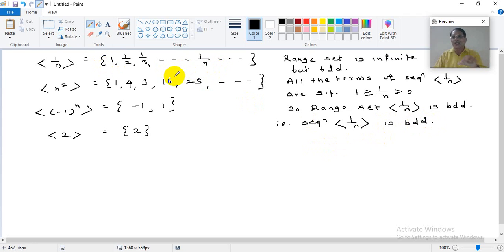The lower bound is not there in that range set, but the upper bound is there, 1 is there. So it is a bounded sequence.